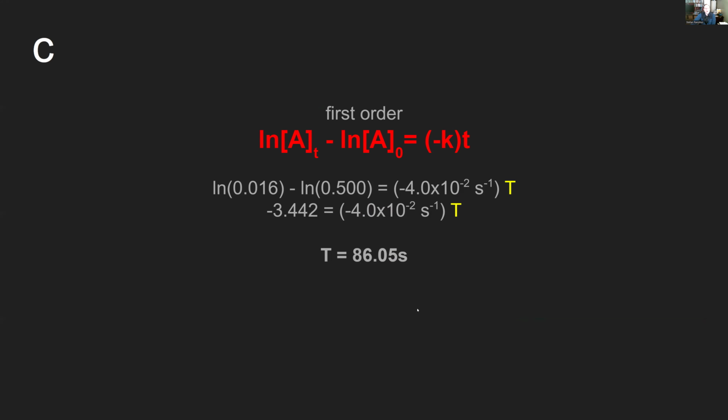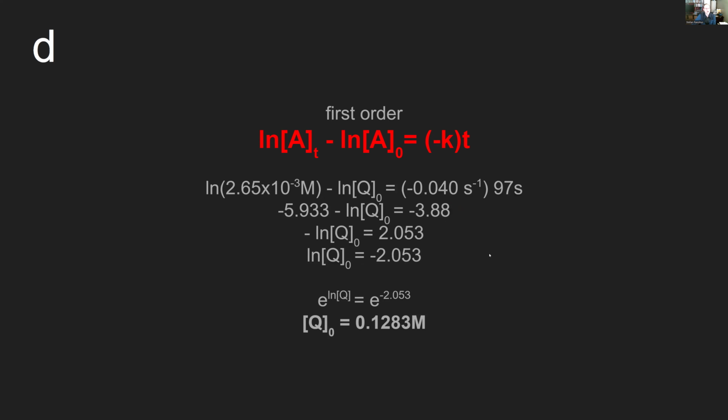For solving problem C, all we need to do is plug in the values. This time it's again the natural log of 0.16 minus the natural log of 0.500, and then the values are given. This one is a little bit easier since you don't have to worry about trying to get rid of the log function. The time for this one would be 86.05 seconds. As far as significant figures, technically it should be 86 seconds for the answer.